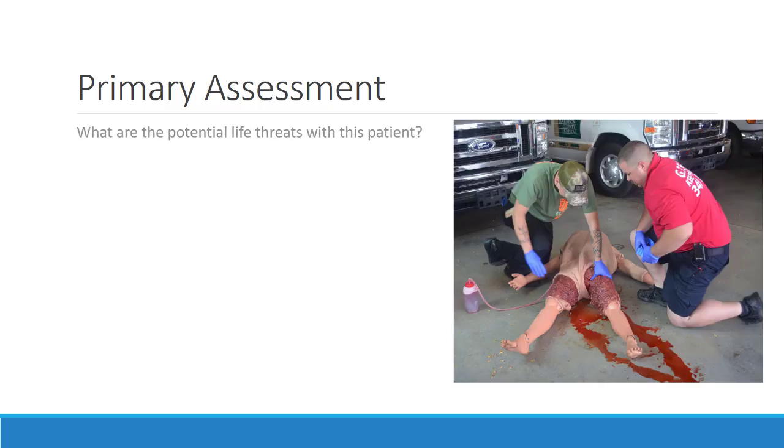So as we move on with our primary assessment, we look at what are the potential life threats of this patient. So you see this patient lying on the floor. You see blood running on the floor. And so there's obviously been some type of penetrating injury. So we want to address any of these life threats. With this particular patient, if this is coming from a leg, for example, then we may want to apply a tourniquet. Again, it depends on how rapidly this patient is bleeding.